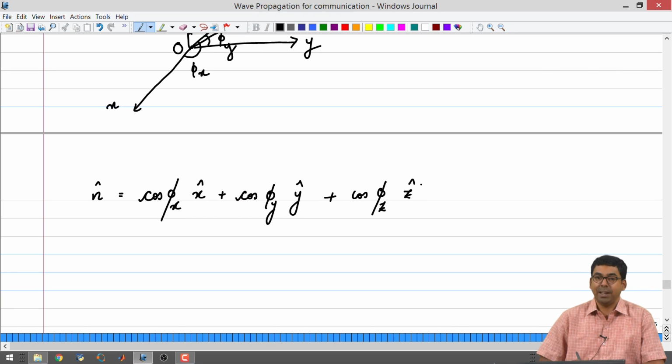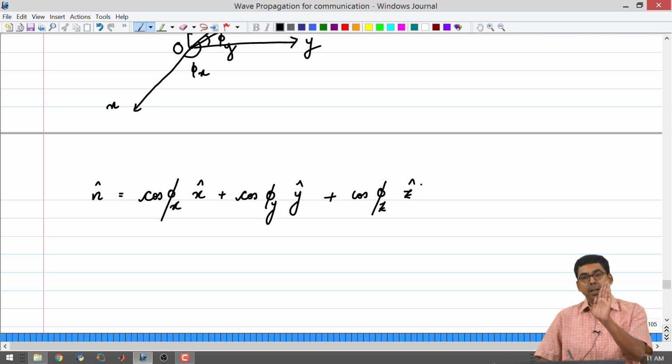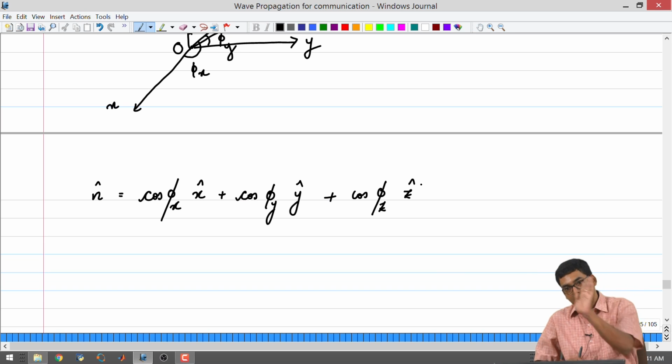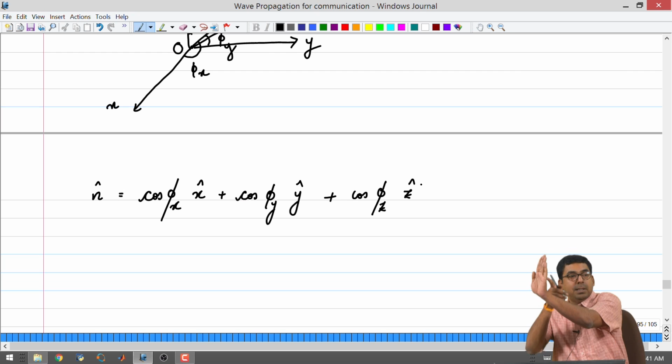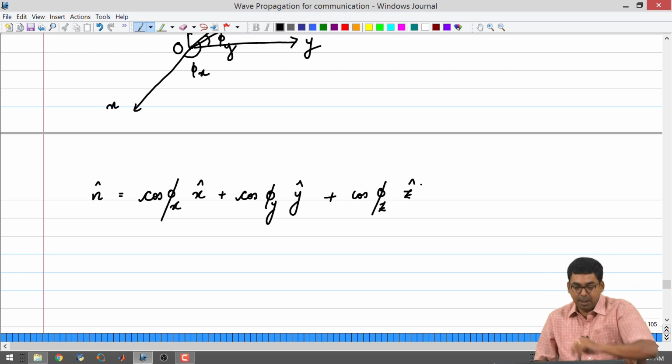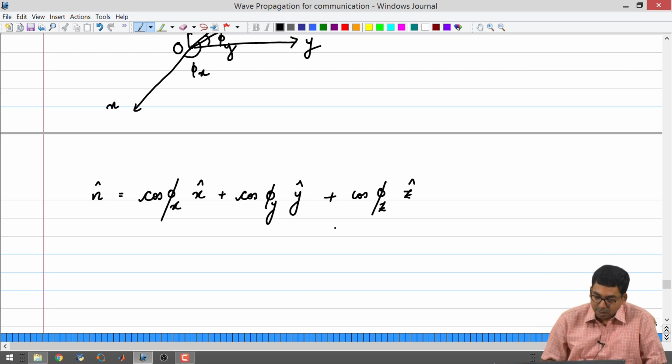The next phase front will be a version which has traveled further ahead. So, if you assume the direction is like this, then the next plane that you would draw will be on the unit vector passing exactly perpendicular to this plane again. So, we have drawn cos phi x x hat, cos phi y y hat, cos phi z z hat. This is the expression for the unit vector. This is how you will be writing the expression for the unit vector.